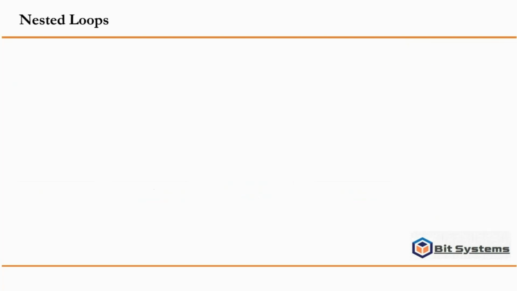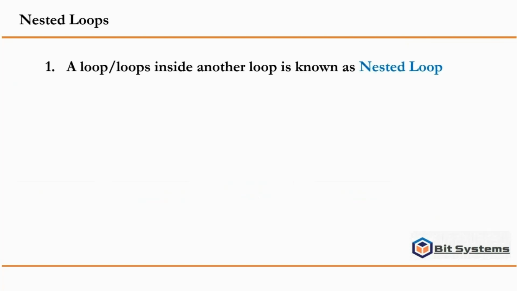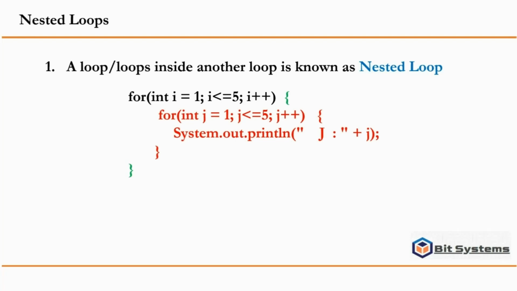So what are nested loops? A loop or loops inside another loop is known as a nested loop. For example, this is our outer loop, and a loop inside this outer loop is a nested loop. So this concept is known as nested loops. Let's understand its execution step by step before moving ahead.